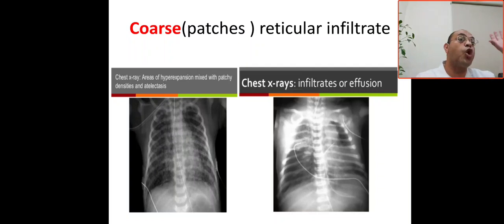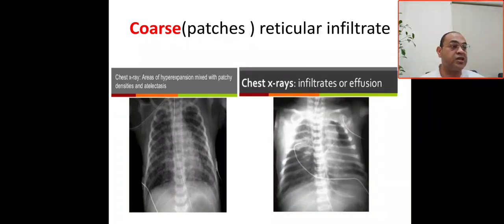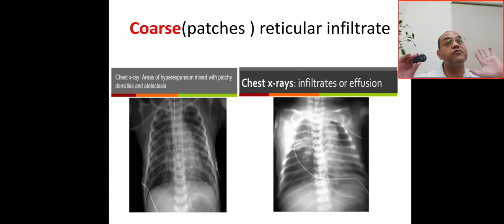If there is coarse reticular infiltrate or densities or opacities, coarse patches that look like patches, it is only meconium and pneumonia. How to differentiate? The history will give you the clue: history of meconium, fetal distress, premature rupture of membranes, and all of this. This is meconium. And in pneumonia, as we mentioned, you see patches and effusion. Look for patches and effusion.